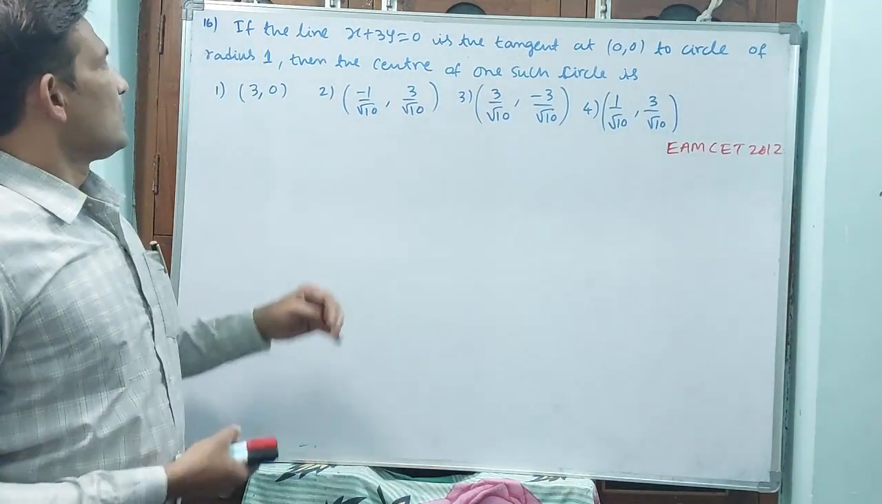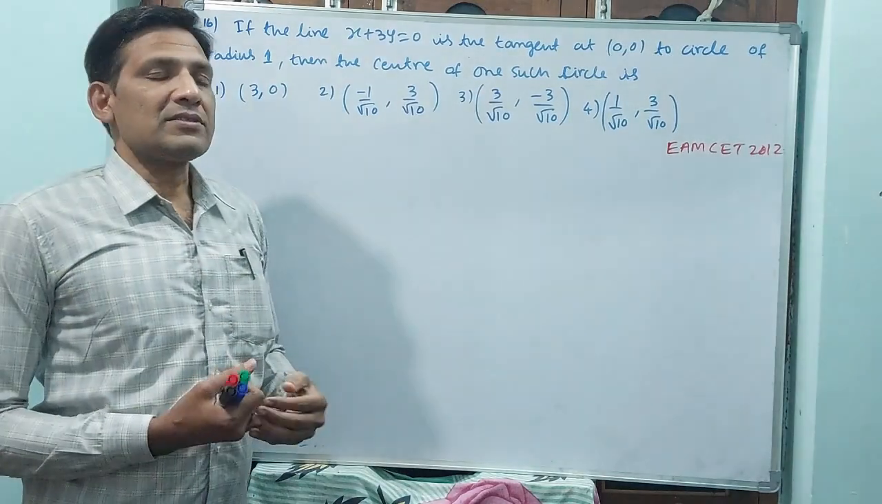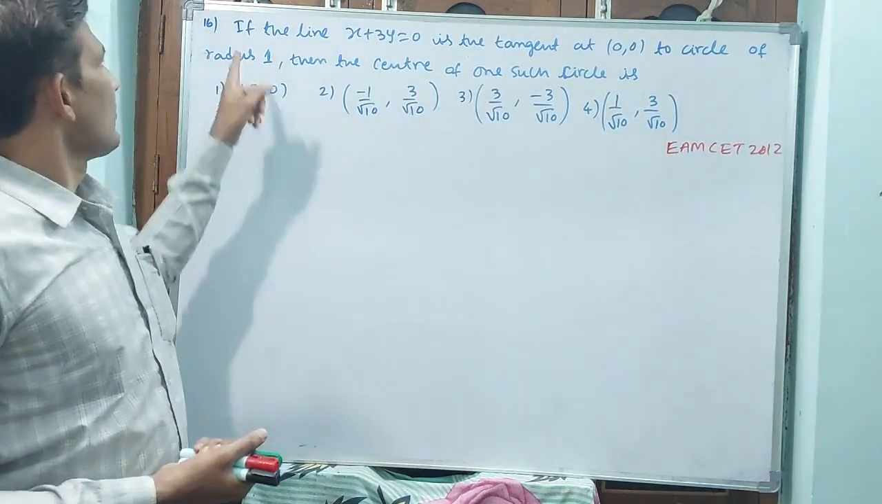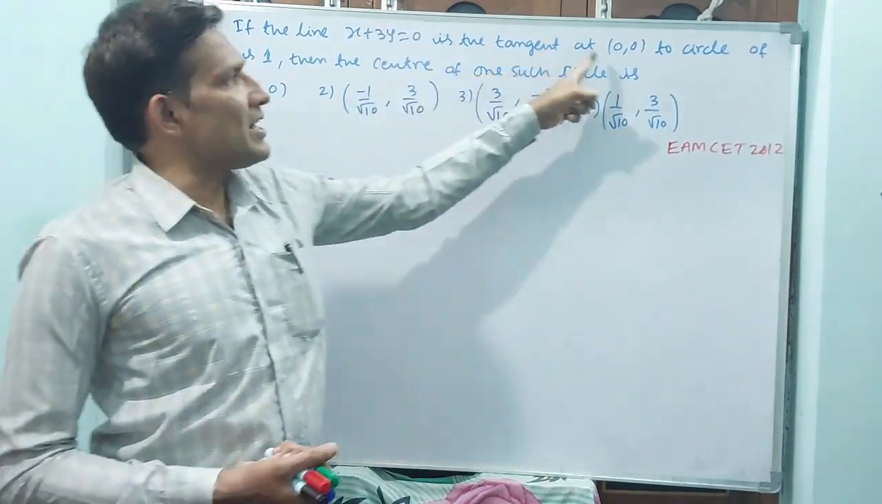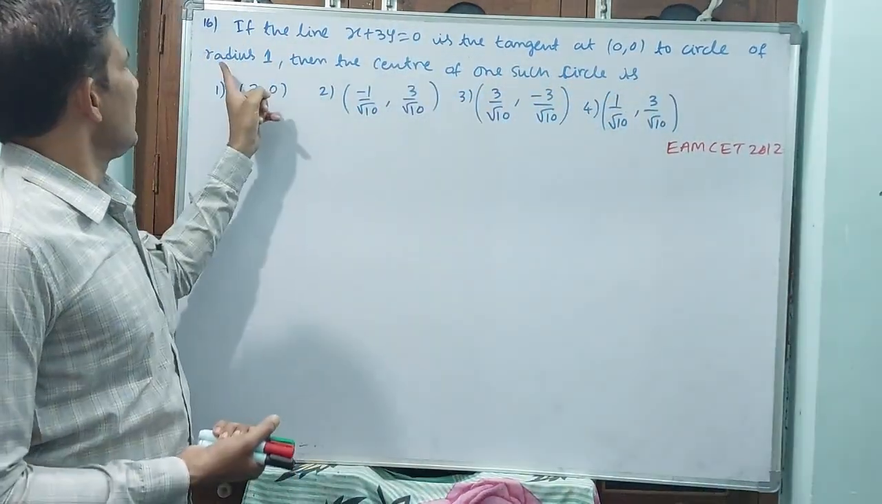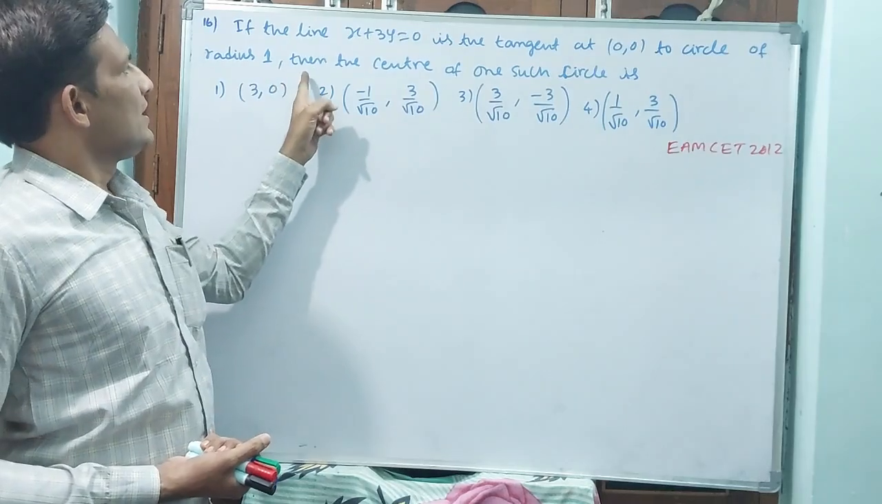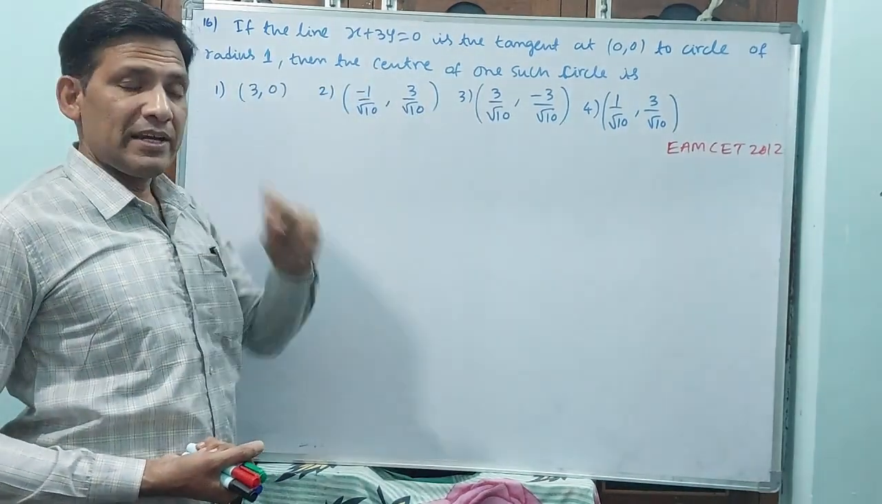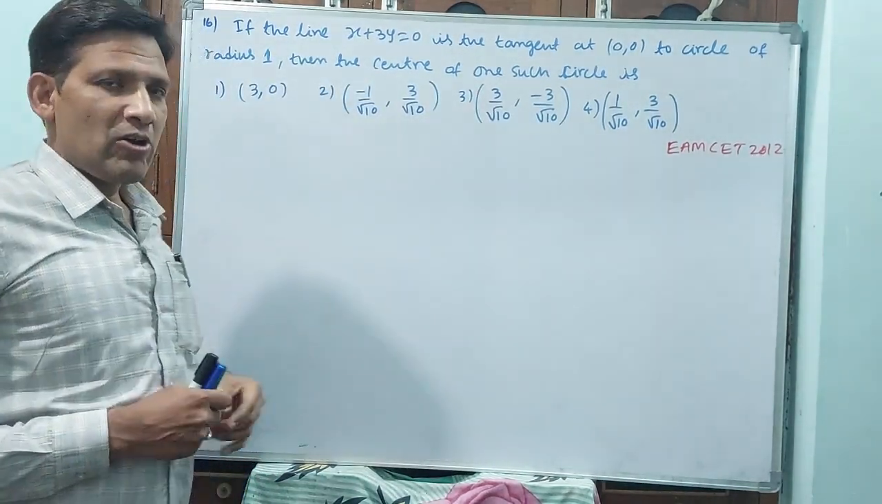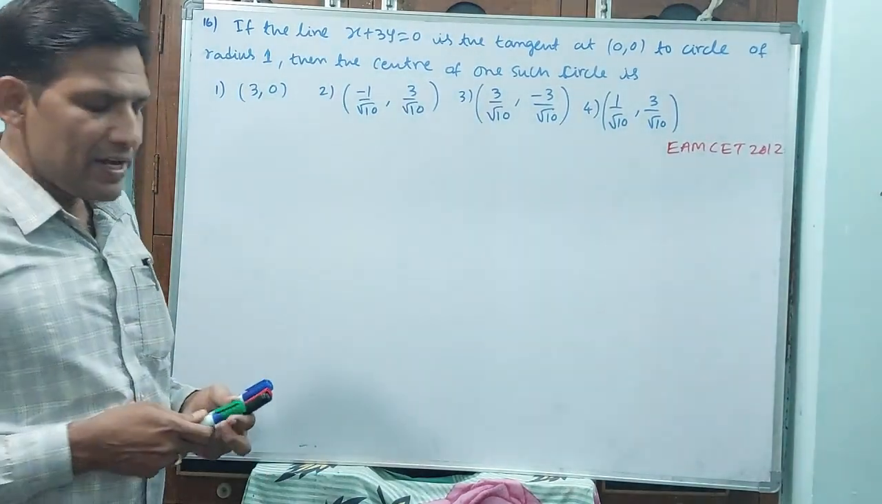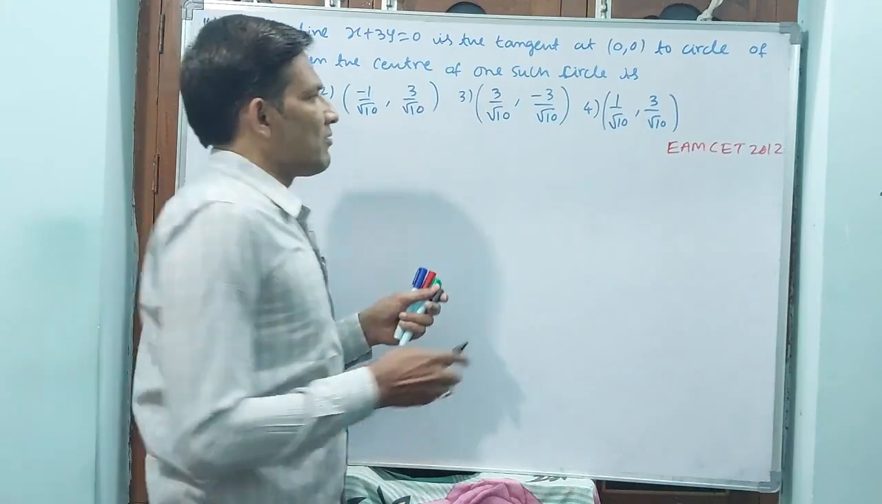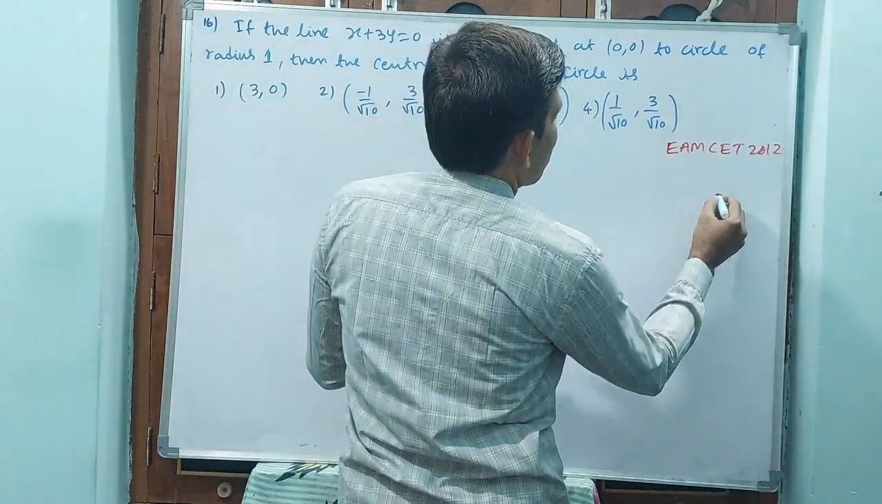Okay, see what they have asked. This was asked in 2012. If the line x plus 3y is equal to 0 is the tangent at (0, 0) to the circle of radius 1, then the center of one such circle is... See here, they have not given the circle equation. Let me draw the figure. Visualize this, then we will discuss more.